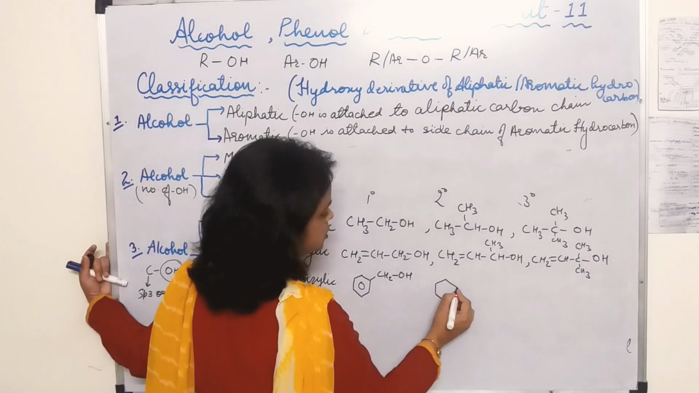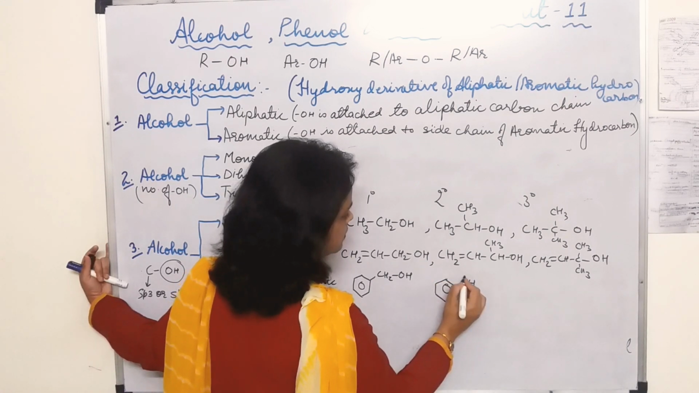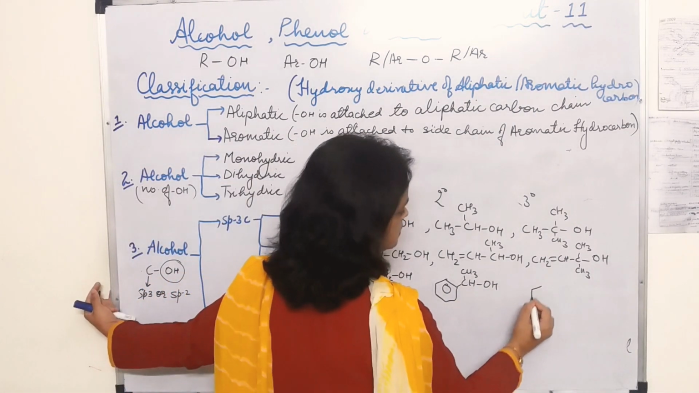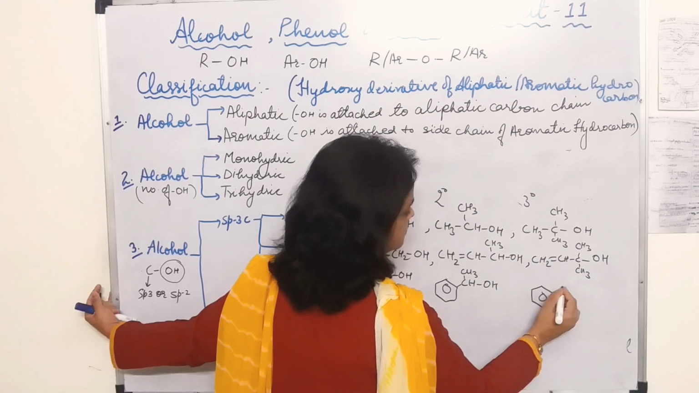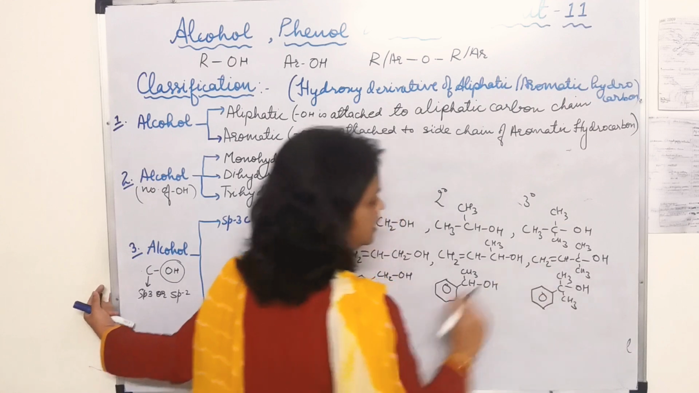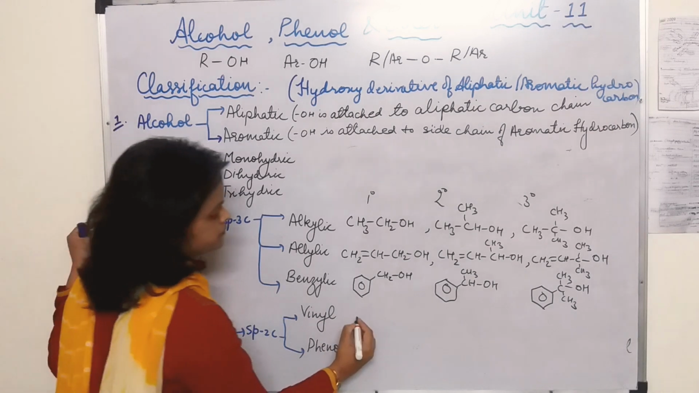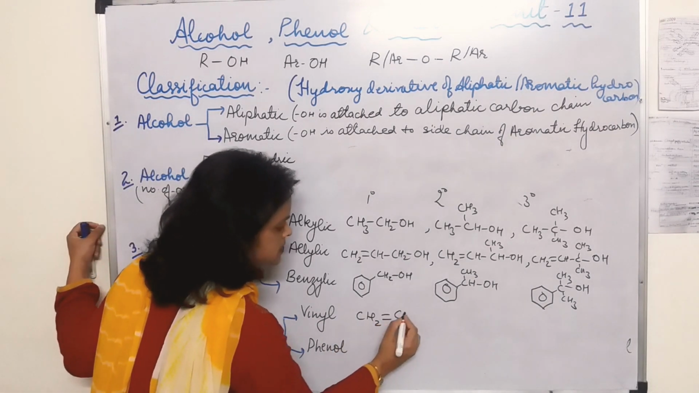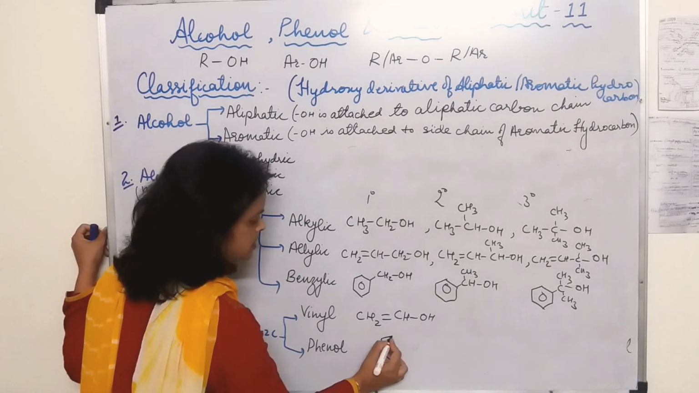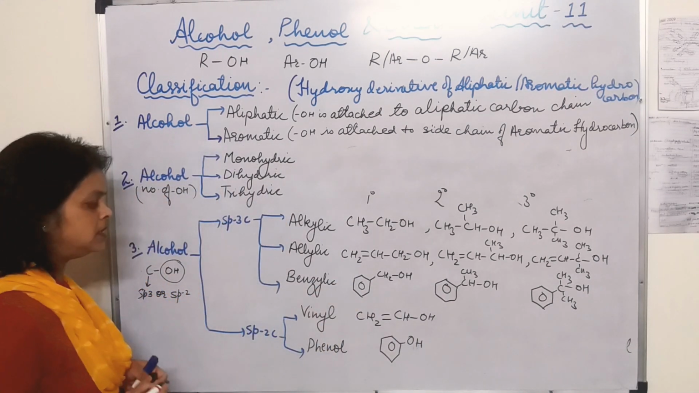If I have to draw the structure of 2 degree benzylic alcohol, it will be something like this. Okay, this is an example of 3 degree benzylic alcohol. Now vinyl alcohol, CH2 double bond CH, and here we will write OH. And what is phenol? That we had already discussed. To a benzene ring, if OH is directly attached, then it will be termed as phenol.